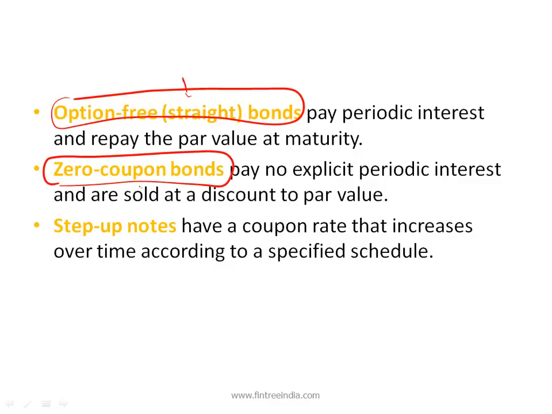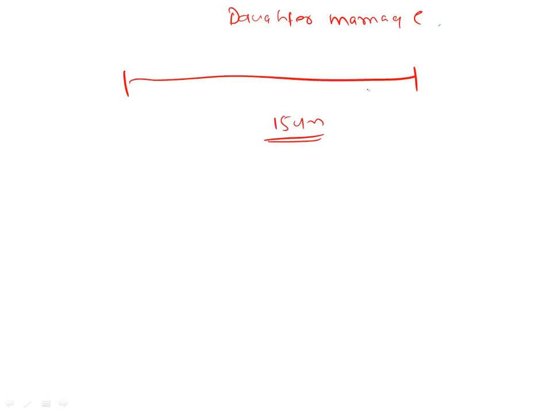This is something which is really interesting. Zero coupon. What it means is that we have an investor who's worried about his daughter's marriage. So what this guy says is that 15 years from now, I would require a lump sum amount of, let us say, 30 lakhs so that I can take care of this obligation. Now, he wants to invest some amount today, but he does not want any cash flows to be received in between.